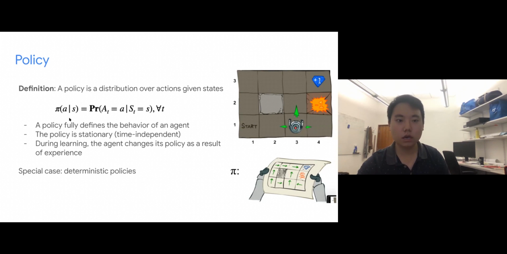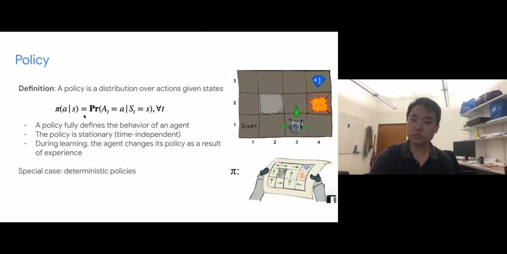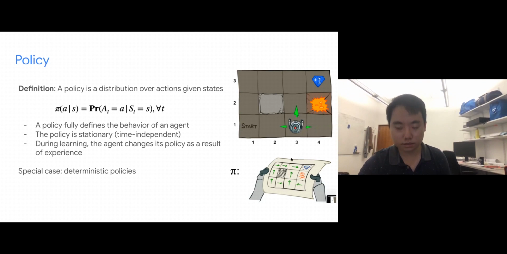So what is a policy? A policy is basically a distribution at a particular state over actions that you can take at that particular state. Having this policy will fully define the behavior of an agent. A policy is basically like a map like this. At every state, it tells you the action which you should take.